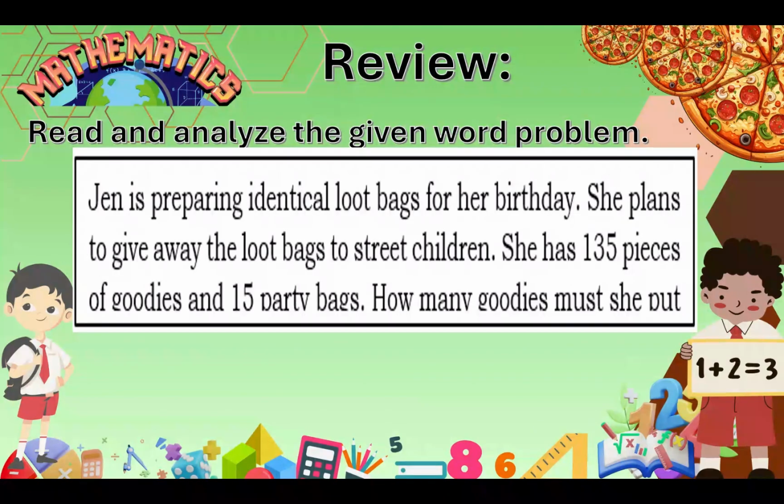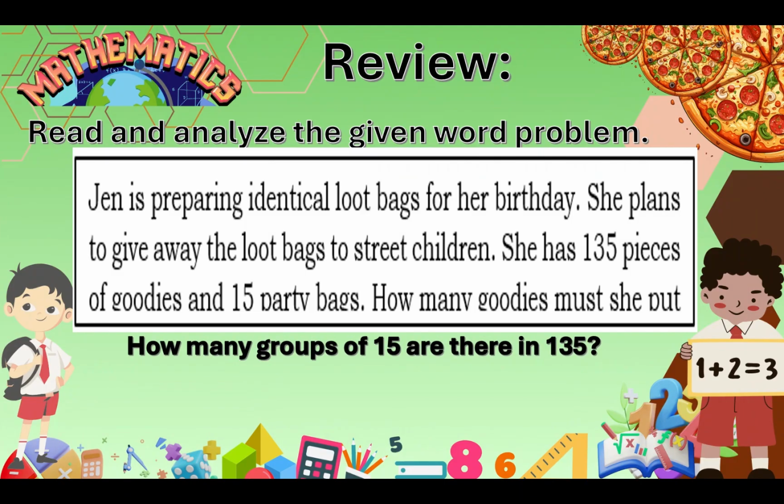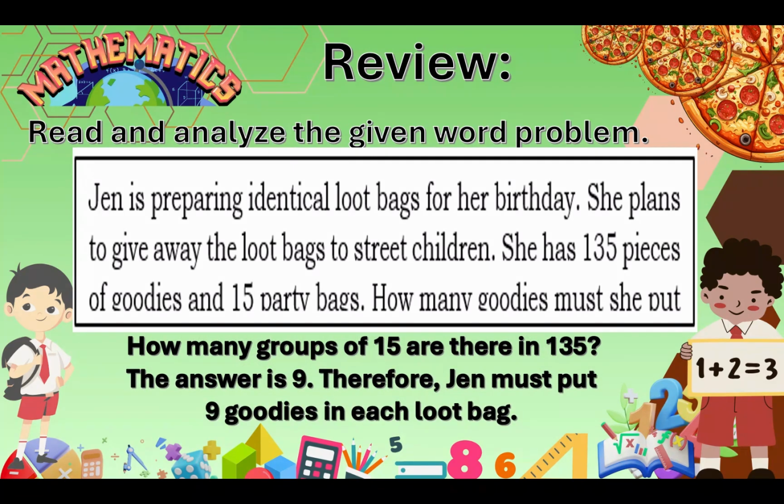Jen is preparing identical loot bags for her birthday. She plans to give away the loot bags to street children. She has 135 pieces of goodies and 15 party bags. How many goodies must she put in each party bag? In order to find out the answer, we must learn first how many groups of 15 are there in 135. The answer is 9. Therefore, Jen must put 9 goodies in each loot bag.